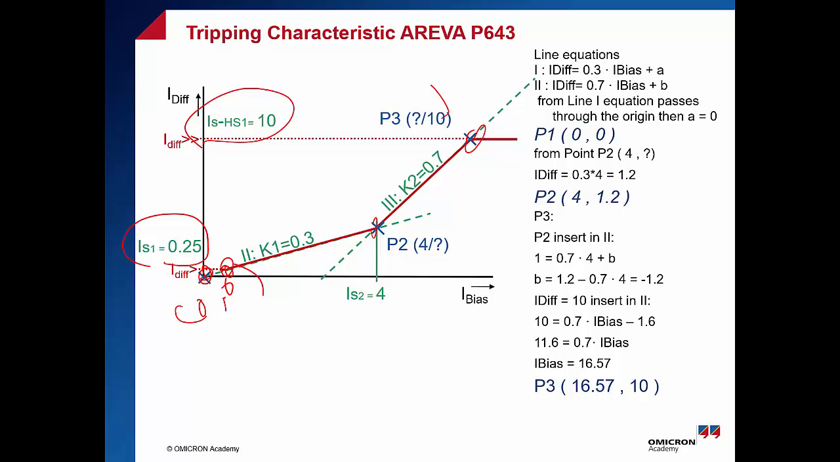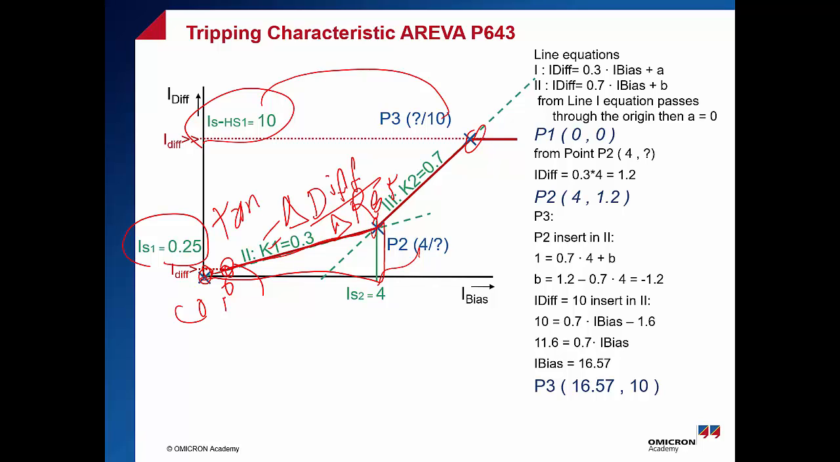Because I differential here is representing the setting, 4 here is this one, and 0 and 0. Then you have triangle here, delta differential divided by delta restraint equal to 10, delta equal to slope.